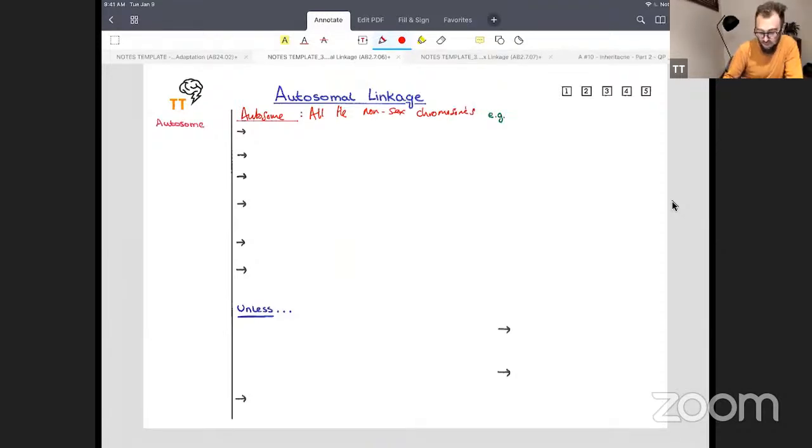So how many does the human have? There are chromosome numbers 1 to 22, each as a homologous pair. So there are 44 autosomes, and there would be 22 homologous pairs.